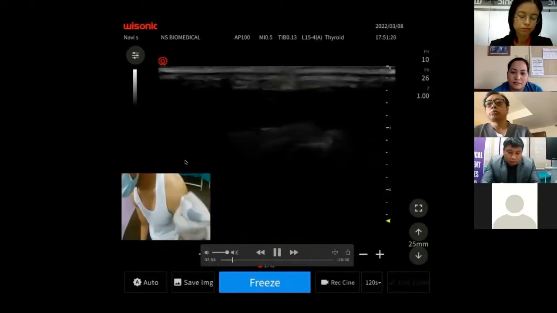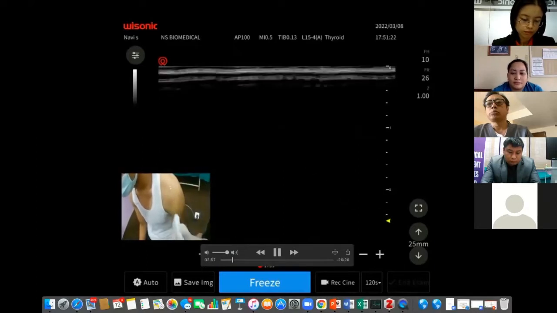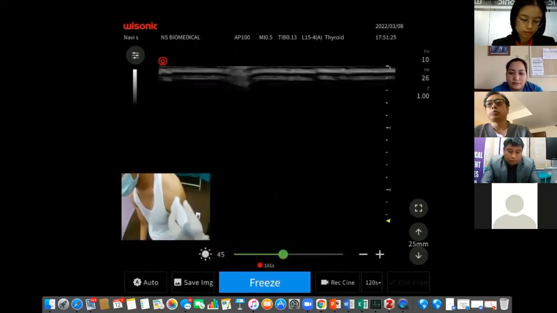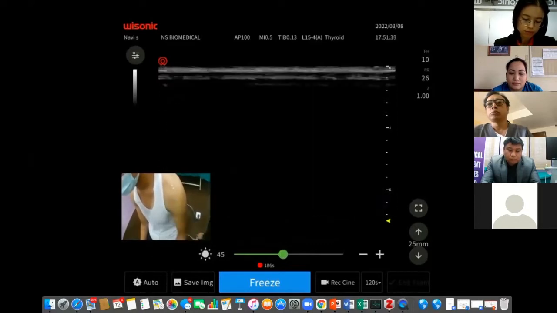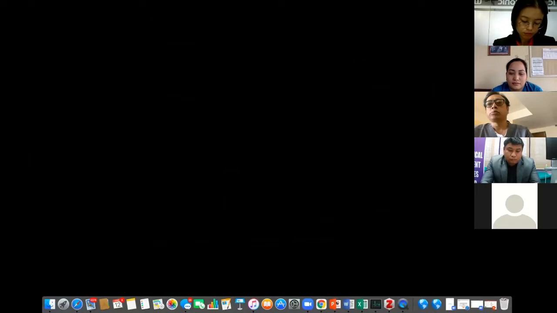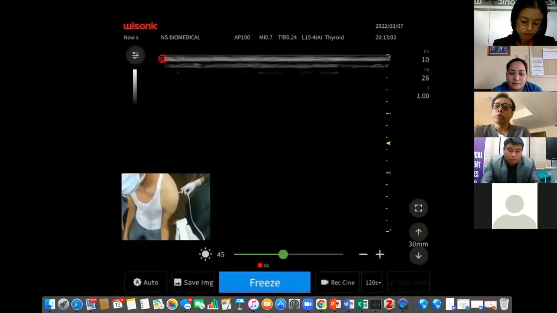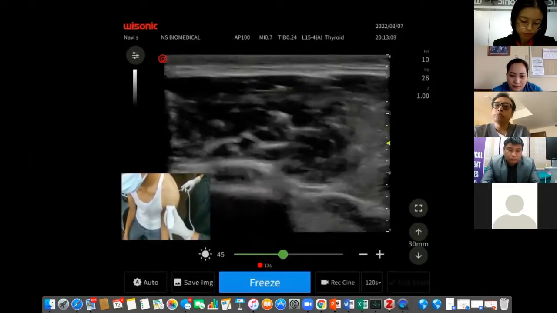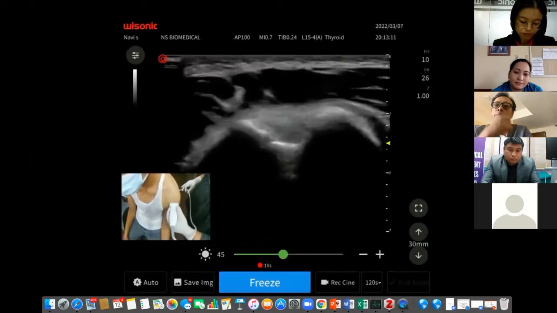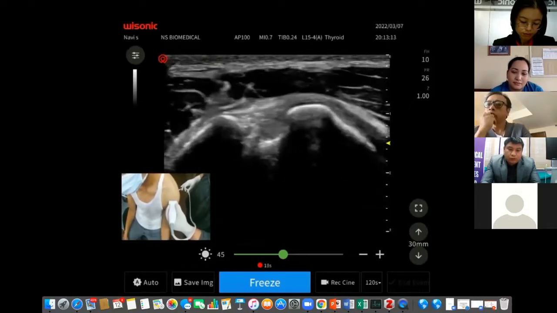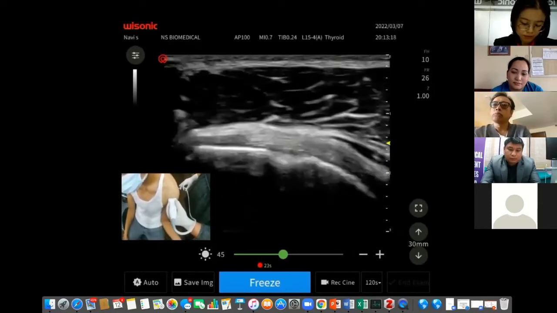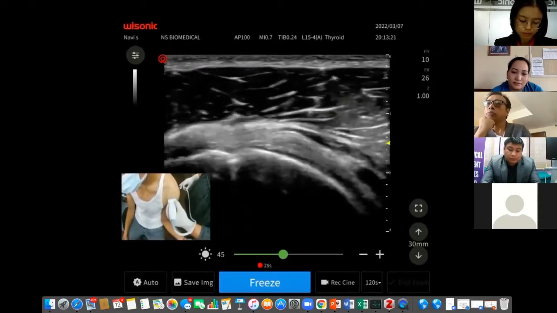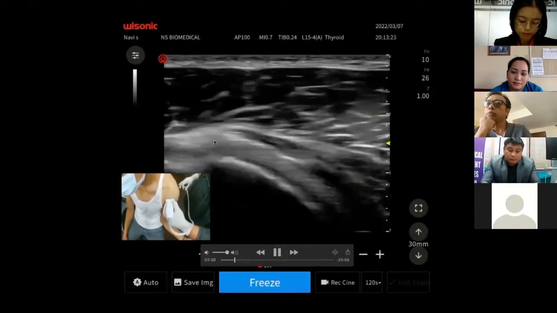Okay, so after looking at the long head of biceps tendon, now we can have a look at the subscapularis muscle and tendon. We start scanning from the same place where we had looked at the bicipital groove. Now I would like to ask my volunteer to externally rotate his arm as much as possible. So what this maneuver does, it brings out the subscapularis muscle and tendon from below the coracoid process.